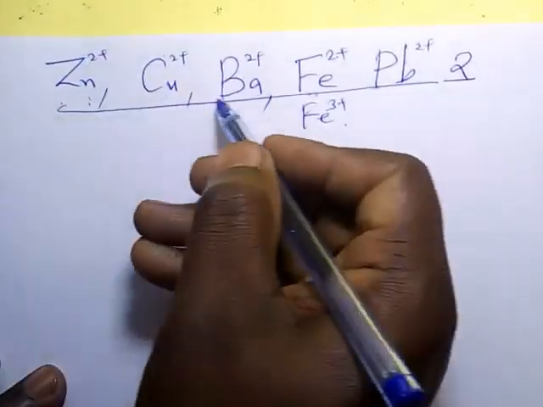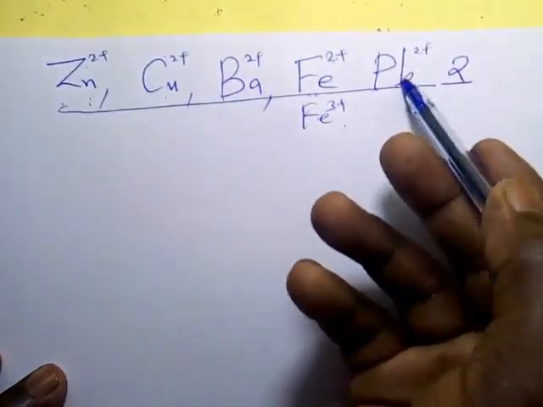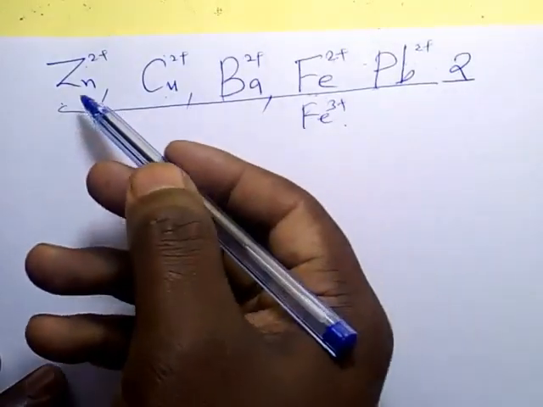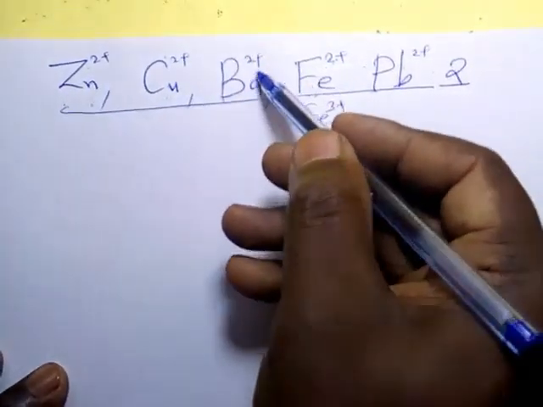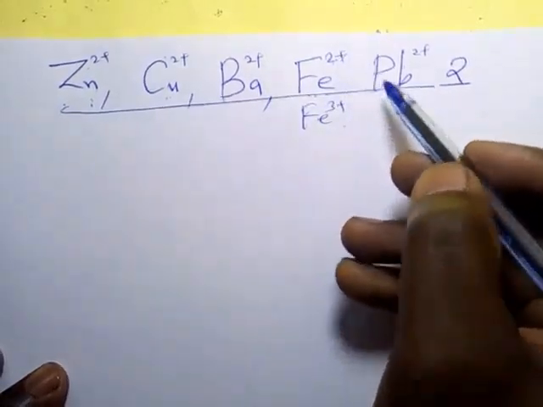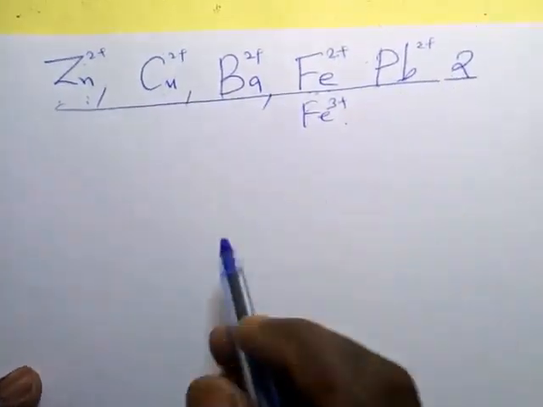They lose only 2 electrons to be stable because they are metals. So this should not be a problem. Whenever you say zinc, remember zinc has a valence of 2. Copper has a valence of 2. Barium has a valence of 2. Iron, a valence of 2. Lead, a valence of 2.